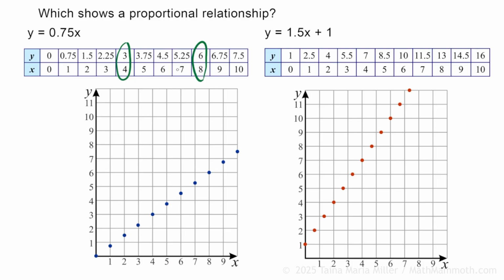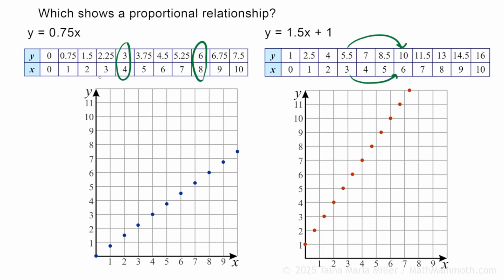4 doubles to 8, yes, and 3 doubles to 6, yes. Or 5 doubles to 10, yes. 3.75, yes, that doubles to 7.5. 2 and 4, 1.5 and 3, yes. That principle works here. However, here it is pretty easy to see that that is not the case. 3 to 6 is a doubling, 5.5 to 10 is not. So this one here is not a proportional relationship.